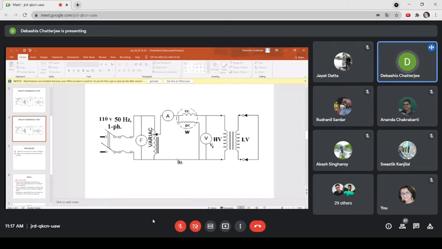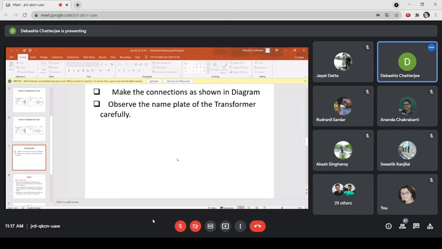So this, I think, is clear. Now the test: make connections as shown in the diagram, and observe the nameplate of the transformer carefully. This is general. Run 2 short circuit tests. Connect the meters to the high voltage side and the low voltage side; the low voltage side will be shorted as shown in figure B.